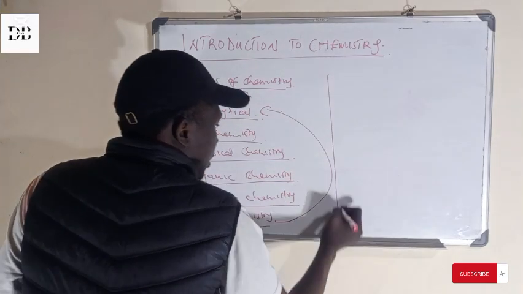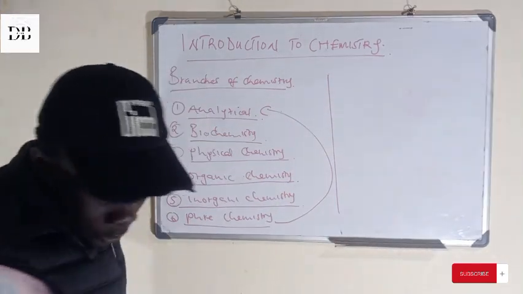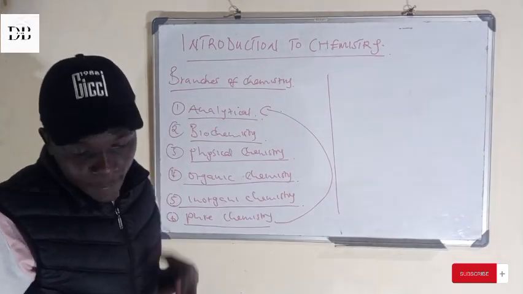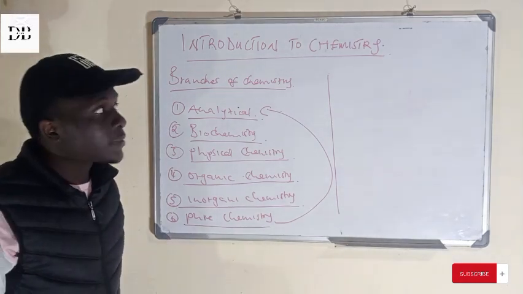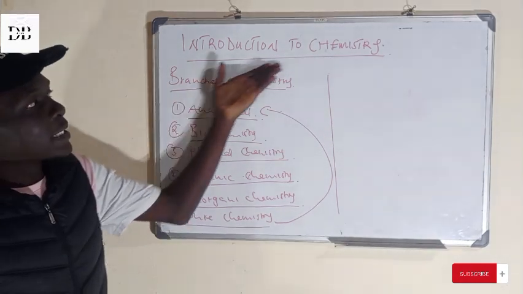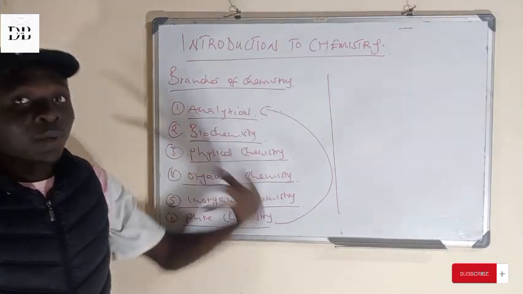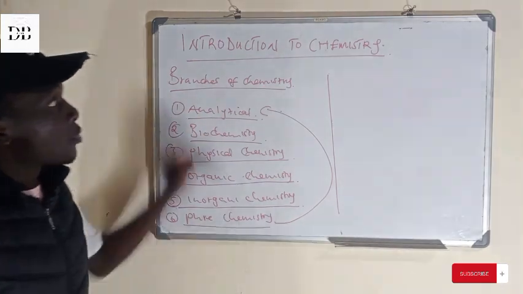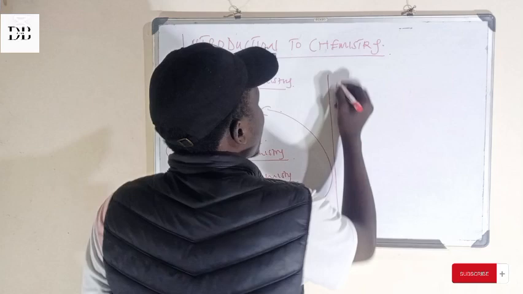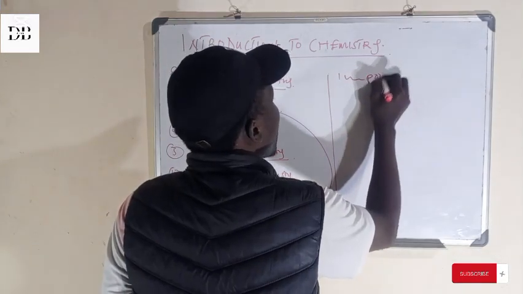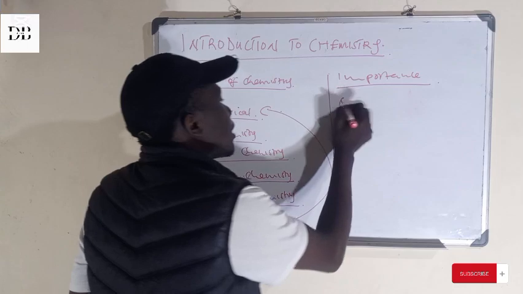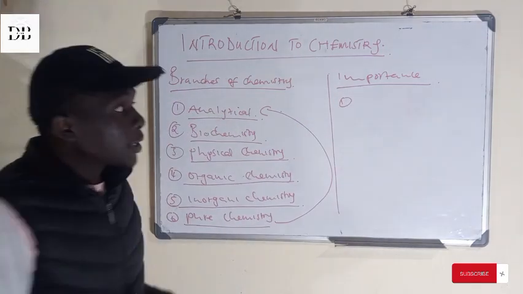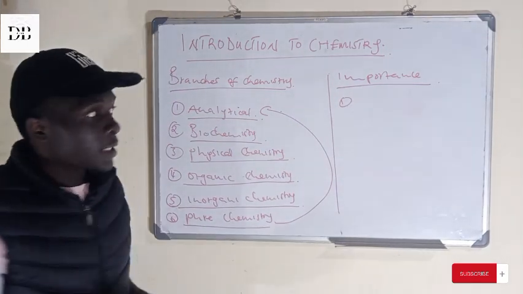Let us proceed with looking at what else we have there. Explaining the importance of chemistry. Why is chemistry important? Now you can't be studying something of which you don't know the importance. So I will look at the importance of chemistry, or how chemistry is useful in our day-to-day lives. Chemistry is important in different sections of our lives.